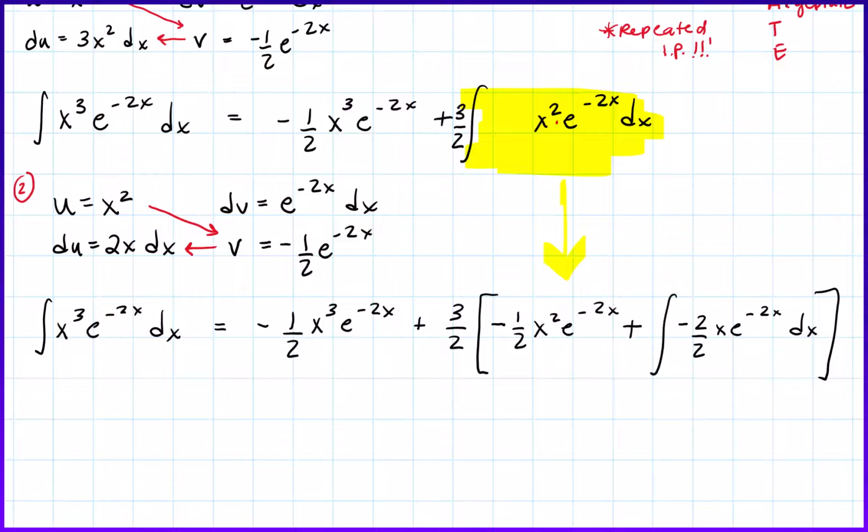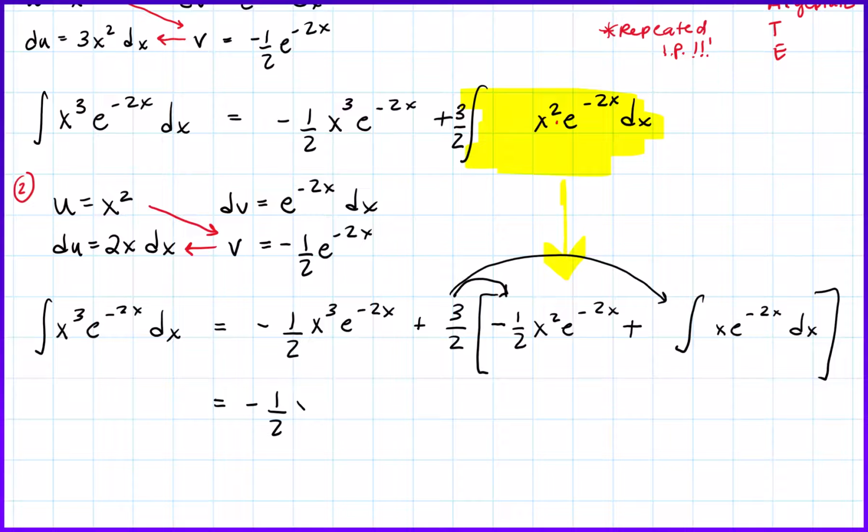Now, of course, these become plus, and that 2 over 2 becomes a 1. So I'm going to go ahead and just erase it because it becomes 1 and write this as the integral of x e to the negative 2x. Now I'm going to go one more line of simplification because we need to distribute the 3/2 to both of these terms. So I'm going to go ahead and do that.